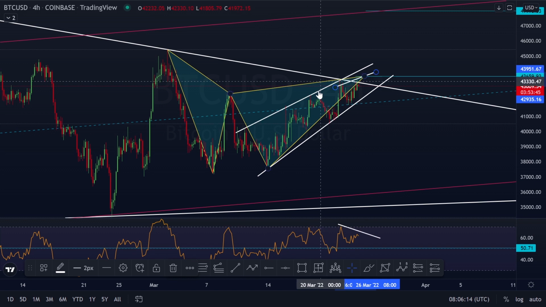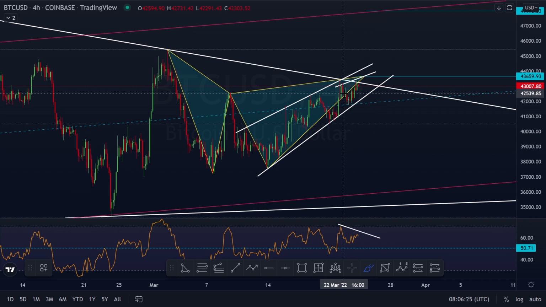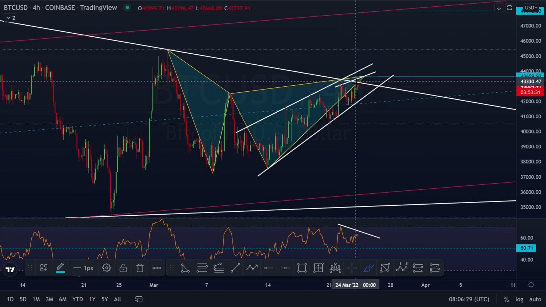But this is just the way the whales trap retail traders, all right? Because they know you're going to be buying at this point, right? This is the psychology behind Harmonic. This is why I think everyone should know how to trade Harmonics. It's very important. So this is where liquidity comes in, right? They know that you're going to be longing from this point.